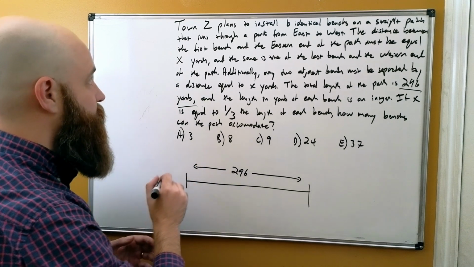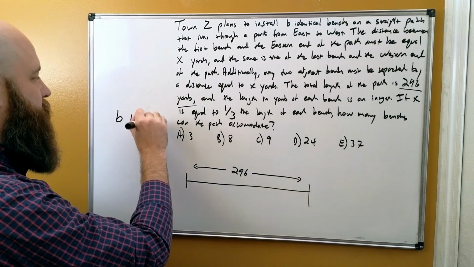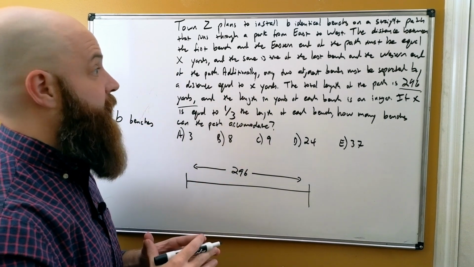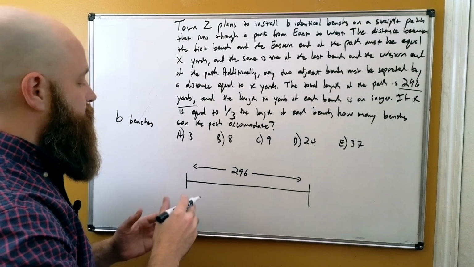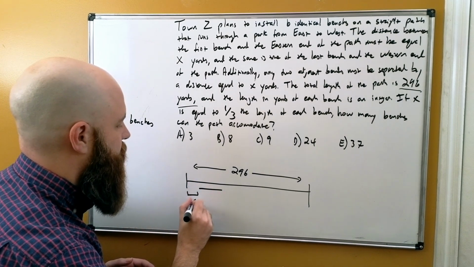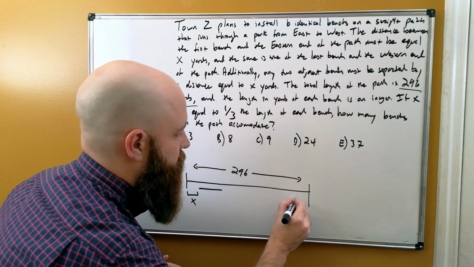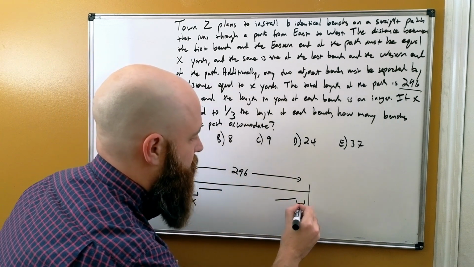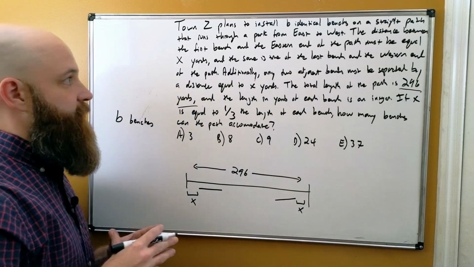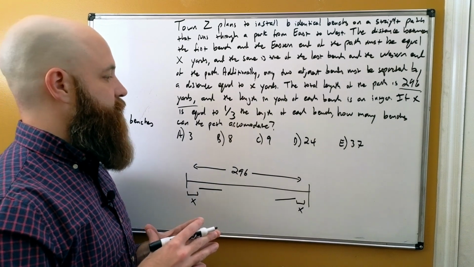Okay, now what am I looking for? It's always good to keep my endpoint in mind. Well, there are B identical benches, and I'm trying to find B. Okay, now they introduced this variable x. What did x represent? Well, they said the distance between the first bench and the eastern end of the path was x, so I'll get x in my diagram. I guess that line will represent a bench, and the same is true of the last bench and the western end of the park, so I'll draw another bench on the western end and say the distance there is x. Okay, now they also say any two adjacent benches must be separated by a distance equal to x yards.